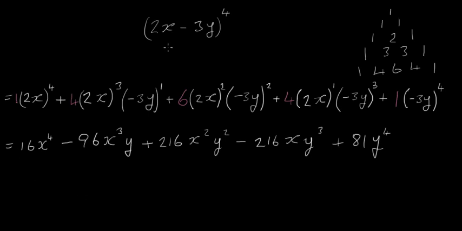Our answer, when we expand that, when we raise this to the power of 4, multiply it by itself 4 times, we get 16x to the power of 4 minus 96 x cubed y plus 216 x squared y squared minus 216 x y cubed plus 81 y to the power of 4.